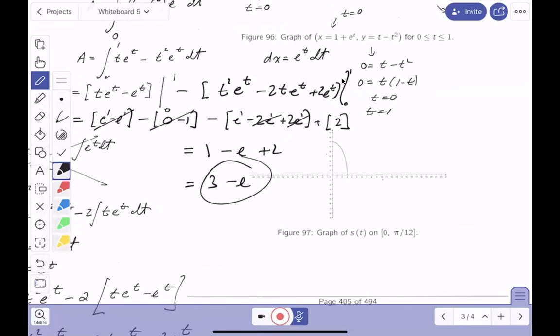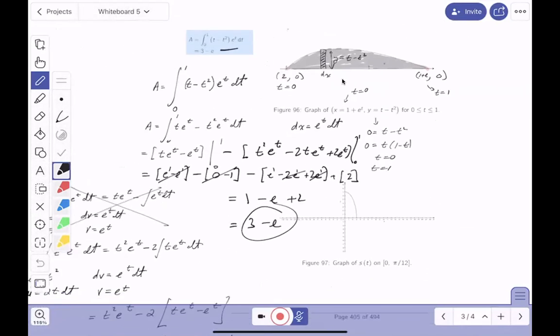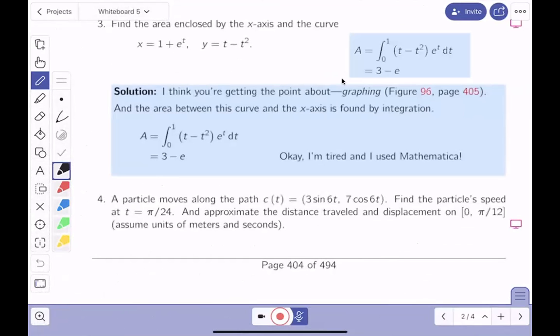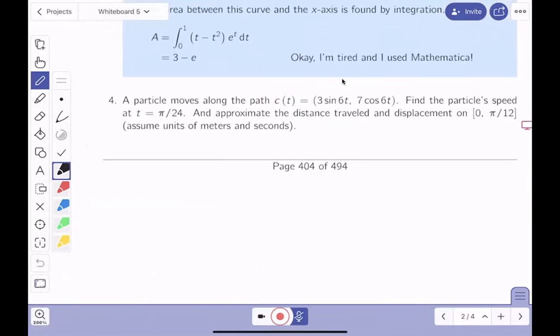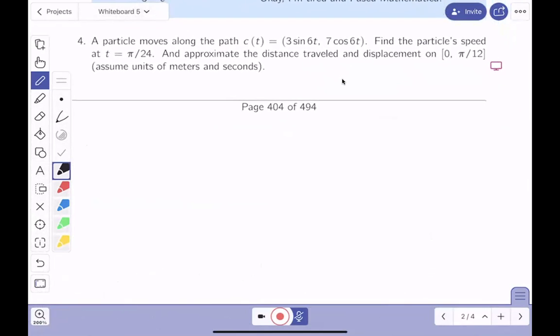So we're kind of moving along, and I think I did some of the examples right. I did 1, I did 2, I did 3. Now I've got to do problem number 4. All right, so let's write this down. x is a function of t. That's going to be 3 sine 6t. And y is a function of t. That's 7 cosine of 6t.